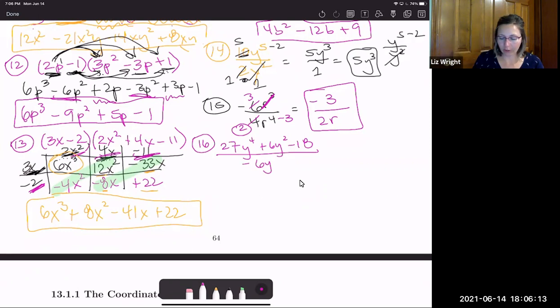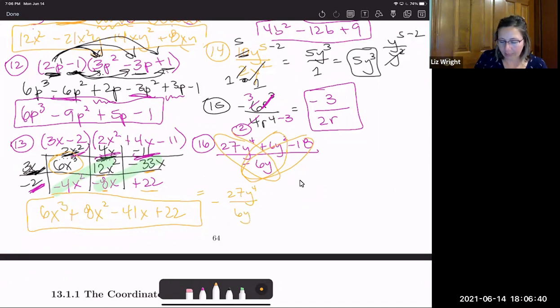So what I want you to do is that we are going to take this 27y to the fourth, we're going to put it over negative 6y. Then we're going to take that positive 6y squared and we're going to put it over negative 6y. Then we're going to take that negative 18 and we're going to put it over that negative 6y. And I'm going to have you guys write it all out. So we are going to do negative 27y to the fourth all over 6y.